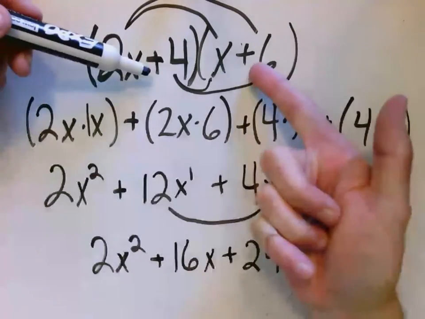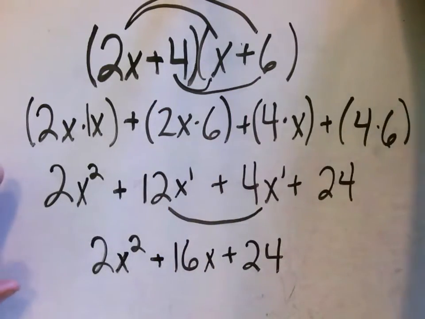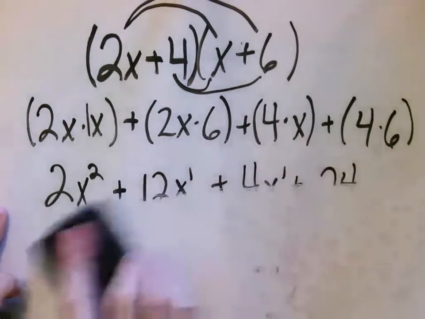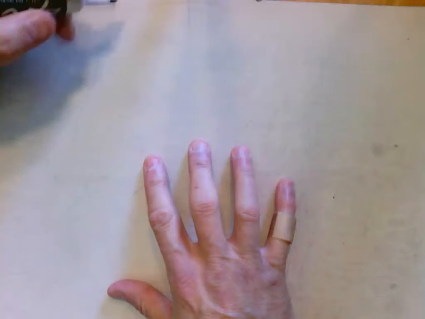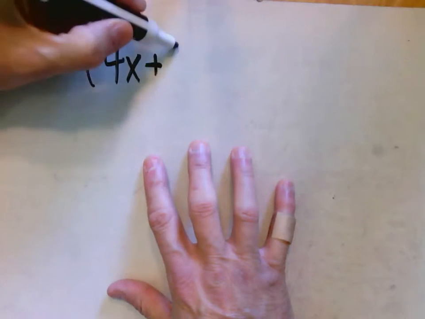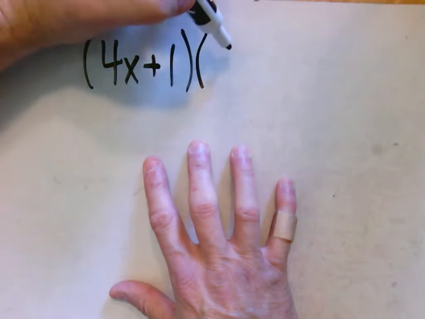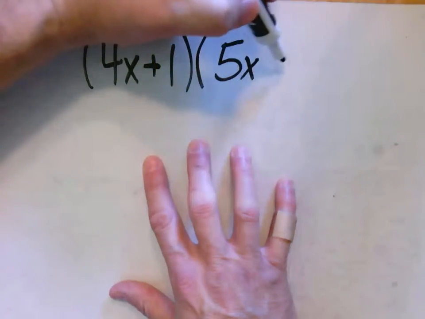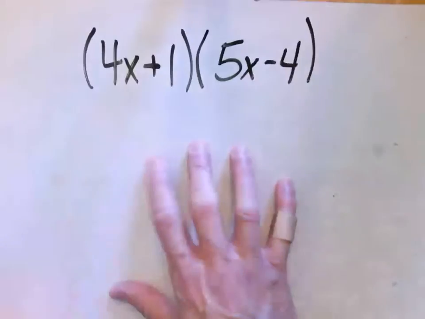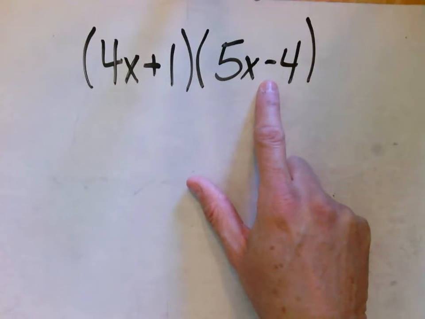Notice so far we've had 2 questions where both of these have been positive. And we're going to look at some of these now that'll have a negative in there. So we have to pay attention. Always pay attention to your signs when you're multiplying. Okay? Let's look at this one right here. 4x plus 1 times 5x minus 4. Okay? Notice the subtraction symbol here. We need to pay attention to that when we're multiplying.